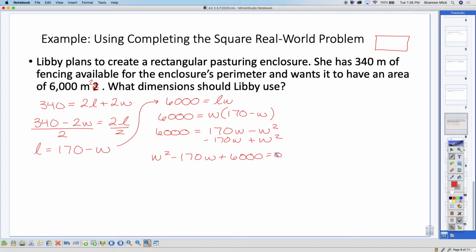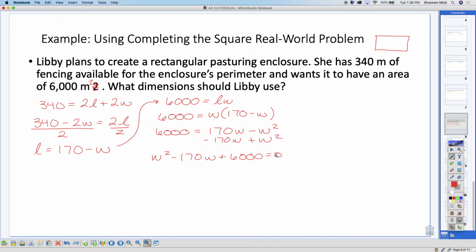Now, I can factor that, yes. Nothing says I have to complete the square. You know any factors of 6,000 that are going to add to 170? Yes. 30 and 200. Those don't add to 170. They subtract, that's what I was thinking, but they don't add, do they? And it would be negative 170.